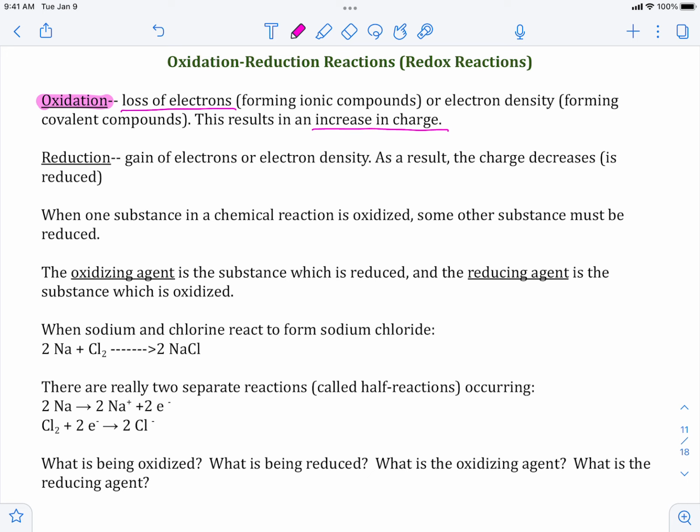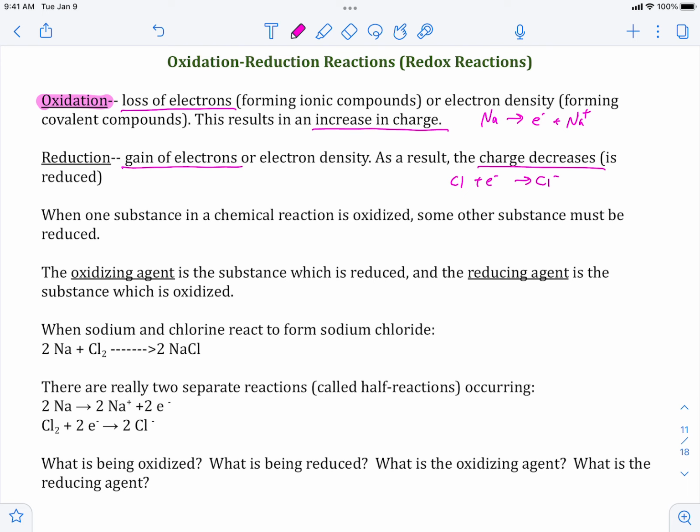Okay, so the opposite of that is reduction, which is the gain of electrons. So if anything gains an electron, the charge decreases, it goes down. Right? So simple example, we'll do oxidation first. Sodium, if sodium loses an electron, it becomes Na+. Right? The classic reduction, chlorine, if chlorine gains an electron, it becomes chloride, Cl-. So those are very, very common examples.